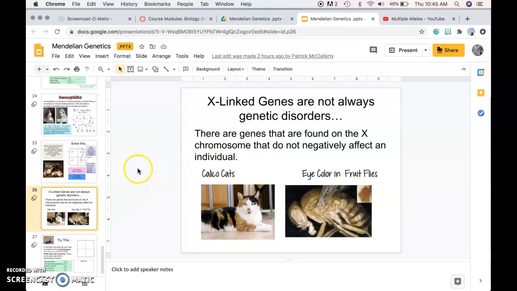However, X-linked genes aren't always genetic disorders. There are some genes found on the X chromosome that don't negatively affect the individual. An example of that is a calico cat or the eye color of fruit flies. If you have a cat that's orange, black, and white, that's calico, and that gene is located on the X chromosome.